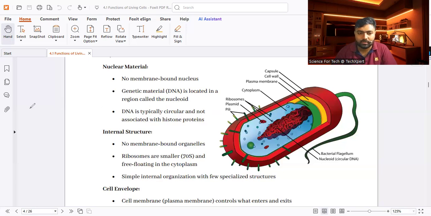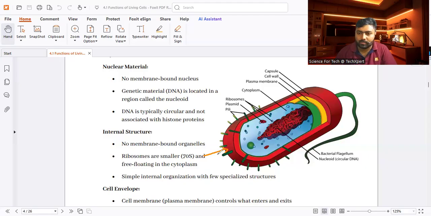Can you guess the function? What the function is? This is used for movement. Just like us, we use our legs, no? Our legs for movement, and this bacteria use pili and flagellum for their movement.